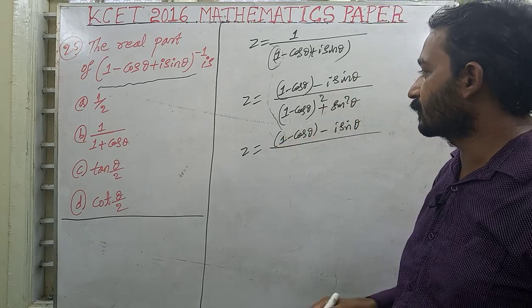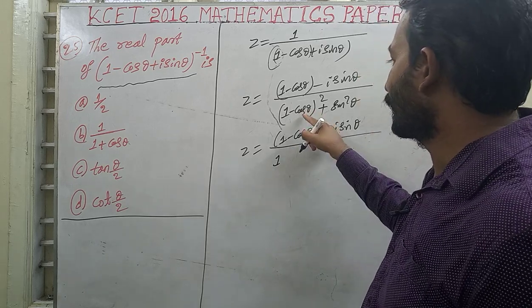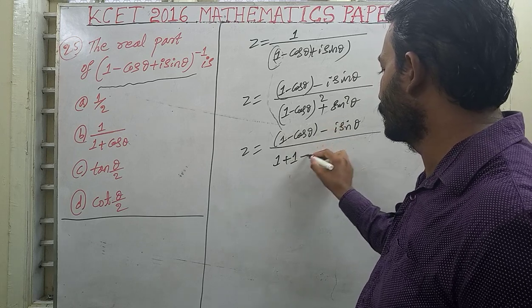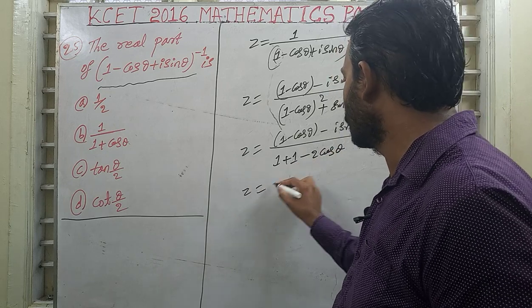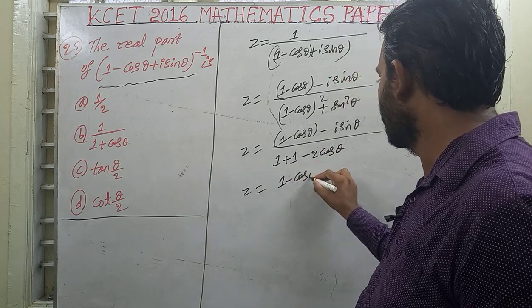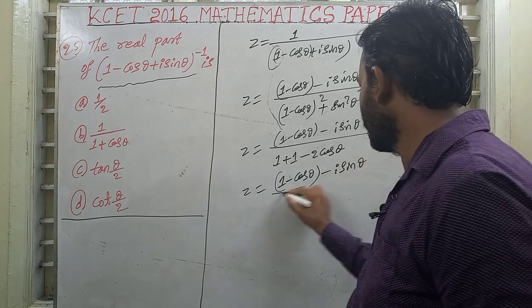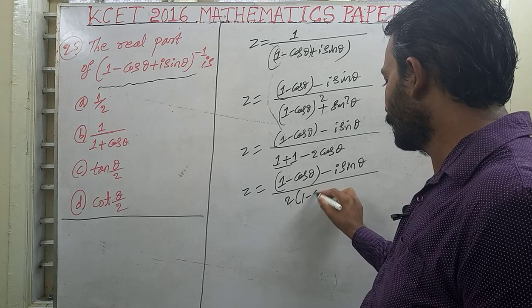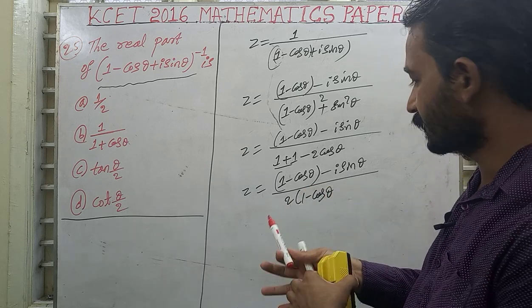So this can be simplified as a minus b whole square, which is a square plus b square minus 2ab. a square is 1, b square is cos square theta plus sin square theta gives 1, and 2ab means 2 cos theta. So here z is equal to 1 minus cos theta minus i sin theta divided by 2, with 2 taken outside, it becomes 1 minus cos theta. So the real part of z is this.